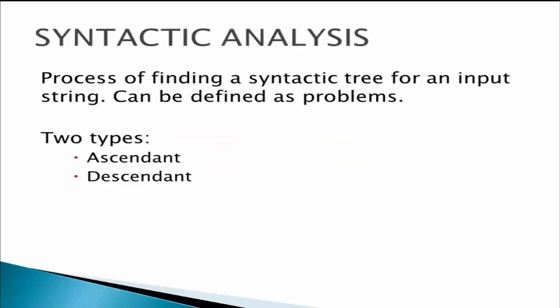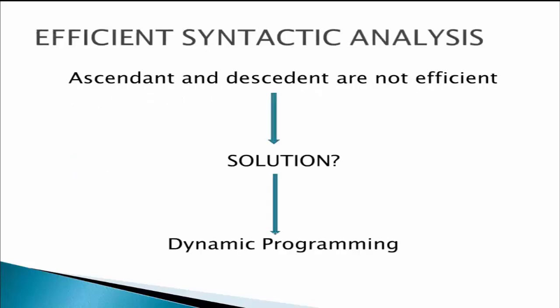Syntactic analysis. The syntactic analysis is defined as the process of finding a syntactic tree for an input string. There are two types of syntactic trees: ascendant and descendant. The syntactic trees can be defined as problems with their own initial state, successor function, and finalization criteria. But both the ascendant and descendant algorithms are inefficient.